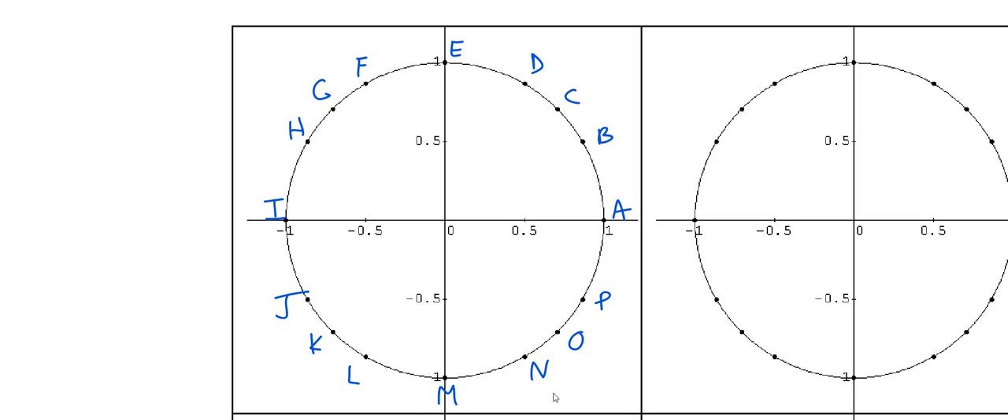Okay, so we're going to start off with 7 pi over 6. I need you to look, and I need you to find which letter represents 7 pi over 6. Be quiet and discuss it with your neighbors. 7 pi over 6. Yes.